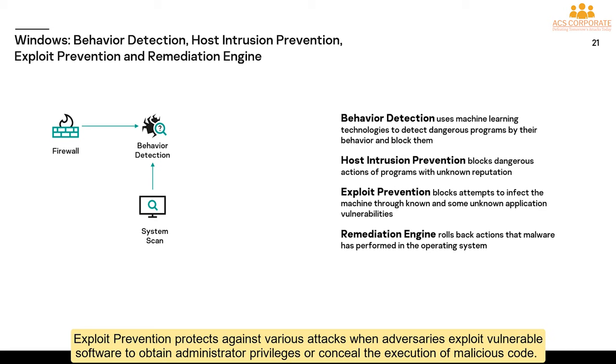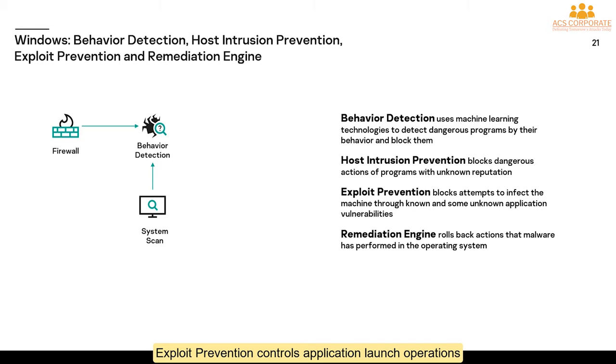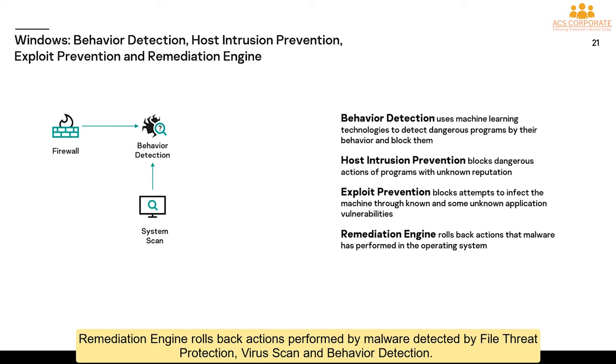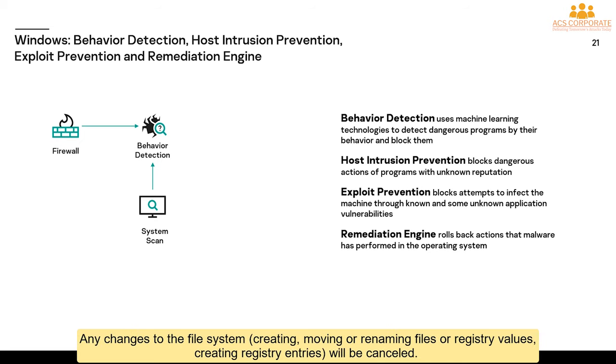Exploit prevention protects against various attacks when adversaries exploit vulnerable software to obtain administrator privileges or conceal the execution of malicious code. Exploit prevention controls application launch operations, and when a vulnerable application starts another application without an explicit user command, the launch is blocked. Remediation engine rolls back actions performed by malware detected by file threat protection, virus scan, and behavior detection. Any changes to the file system, creating, moving, or renaming files or registry values, creating registry entries, will be canceled.